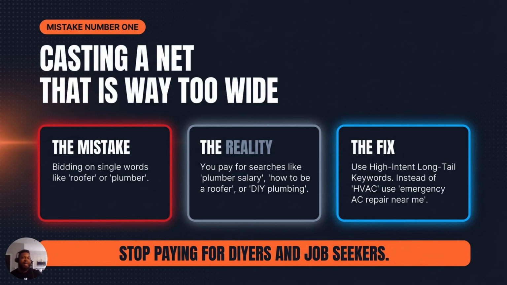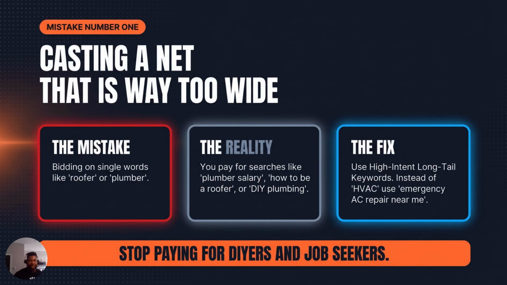Okay. So mistake number one is casting a net that is way too wide. Let's talk about those single search terms where a lot of people are bidding. You decide that you're going to bid on single search terms like roofer or plumber. And the reality is that when you do that, you wind up paying for searches like plumber salary, how to be a roofer, or DIY plumbing. By casting the net way too wide, you wind up pulling in terms that are loosely related, but these are people who are in no way buyers for your service.